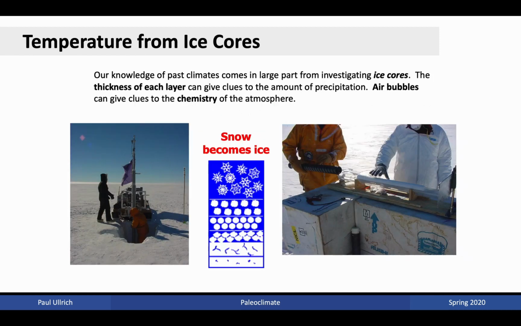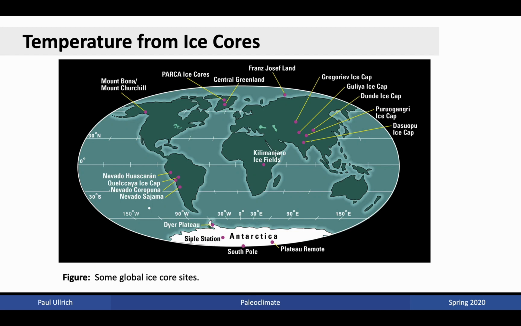Our second proxy that we're going to examine is ice core records. Much of our knowledge of past climates extending back over 800,000 years comes from the investigation of ice cores. The thickness of each layer of ice can give us clues about the amount of precipitation that occurred in that season. Further, air bubbles that are trapped in the ice can give us clues to the chemistry of the atmosphere at that time. There are various sites all over the world that can be used to extract ice cores.